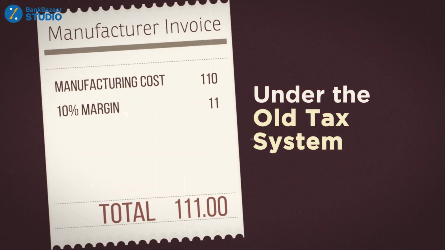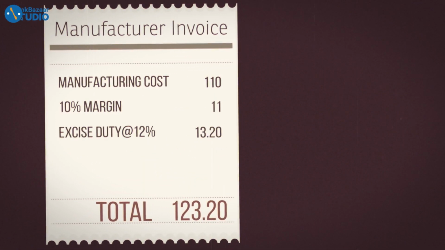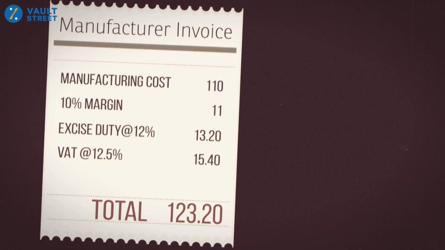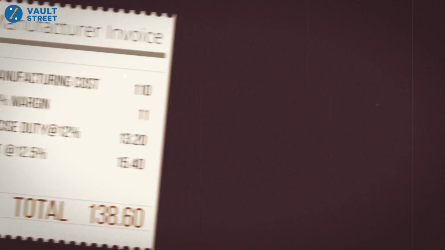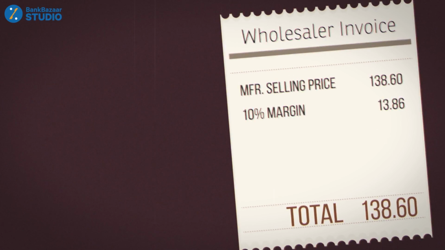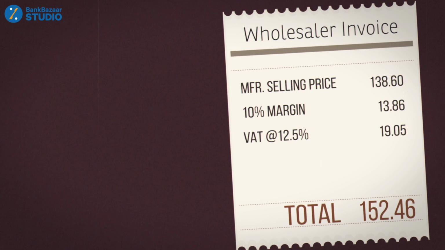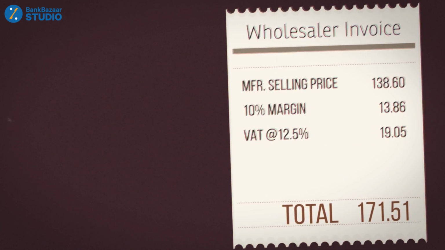Now, under the old tax system, the manufacturer would have added 12% excise duty and 12.5% VAT. This makes the manufacturer's invoice amount to 138 rupees. The wholesaler would then add their 10% value to this 138 rupees and a VAT of 12.5%, which takes the final total to 171 rupees and 51 paise.